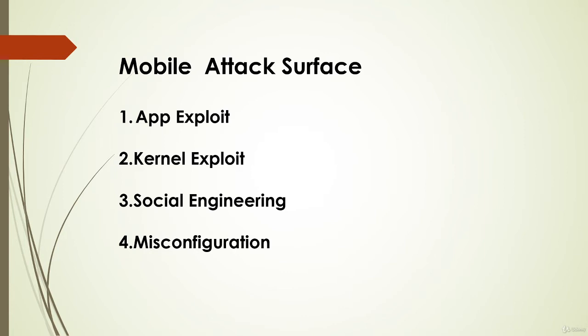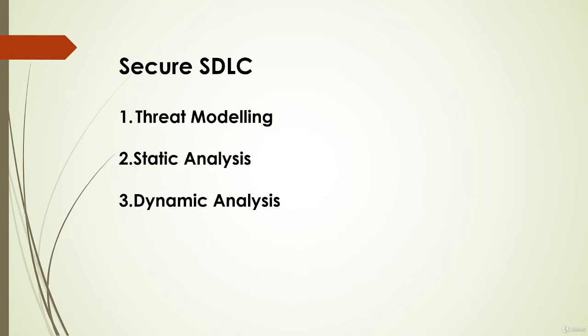And second is the kernel level exploit, where we write exploits in the Metasploit framework and then send them back to the Android device, exploiting its kernel level vulnerabilities. Social engineering is normally the phishing attack, where we trick a user to exploit an Android device. And misconfiguration includes improper security configuration implemented in an Android device, which leads to exploitation of the device.